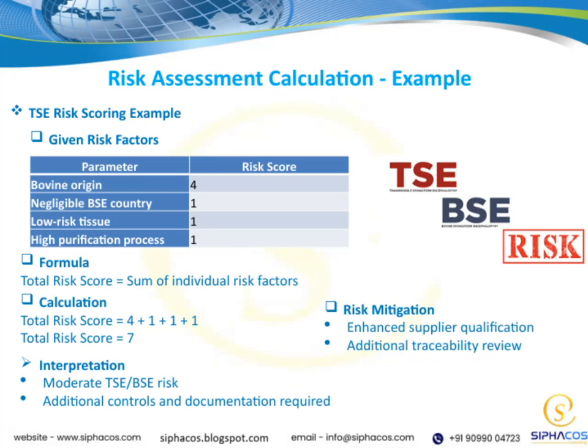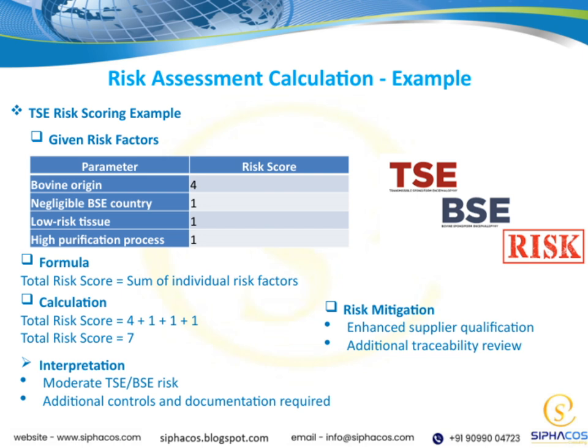When it comes to managing risk, we start by enhancing how we qualify our suppliers and adding extra layers of traceability. Here, we see a formula that sums up individual risk factors to give us a total risk score. In this example, the total comes to 7, a moderate risk level for TSE or BSE. This means we need to put additional controls and documentation in place to keep things safe.